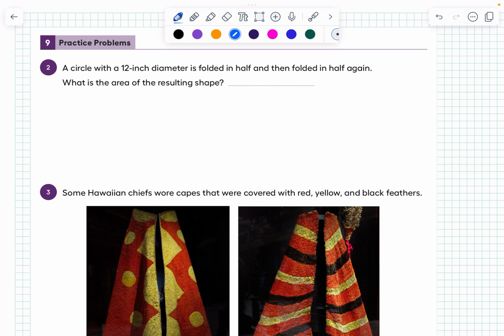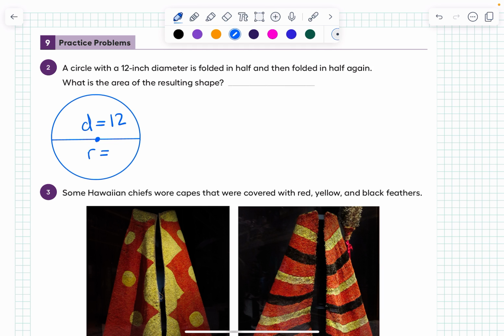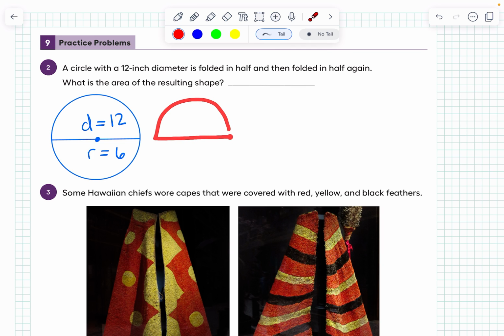It says a circle with a 12-inch diameter is folded in half and then folded in half again. What is the resulting area? Oh, interesting. So we have a circle with a 12-inch diameter. The first thing I like to do is identify D and R. If D is 12, half of 12 would be 6. If this is folded in half, it would make half of a circle, and if it's folded in half again, it would make a quarter of a circle.